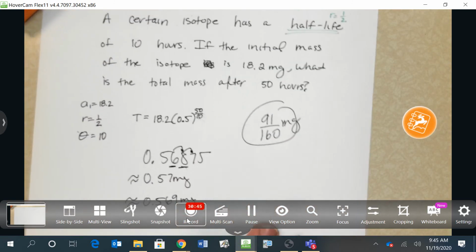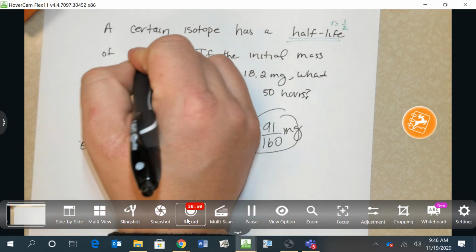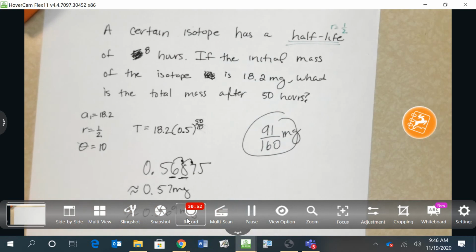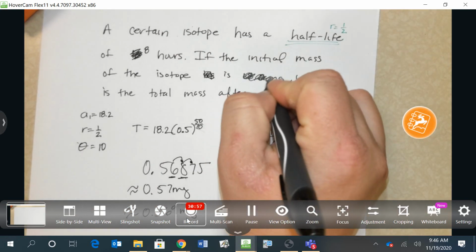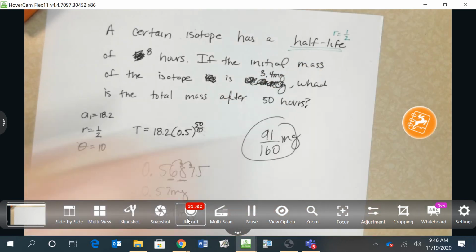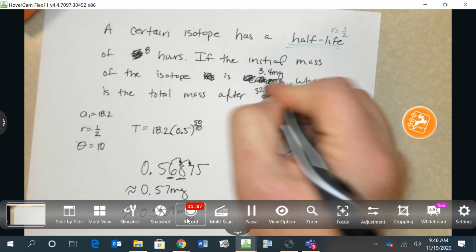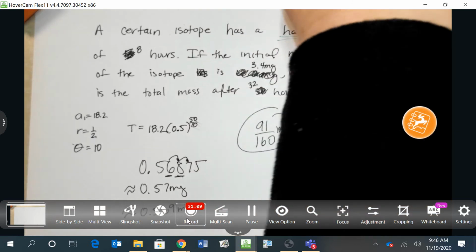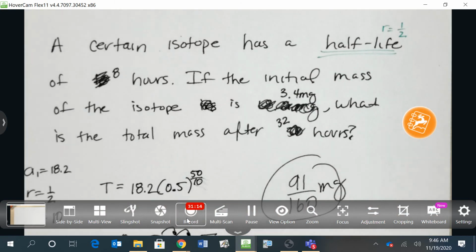Let's do the same thing, and now let's switch it up. Let me just cross out some stuff for the purpose of saving time. Let's say we have an isotope and the half-life is 8 hours. Let's go with the initial mass of 3.4, and let's go with after 32 hours. I would like you to press pause and work on simply setting up the equation with this information. Come back in the next 30 or 45 seconds and see if you have set up the equation correctly.